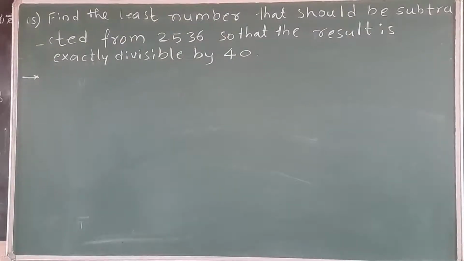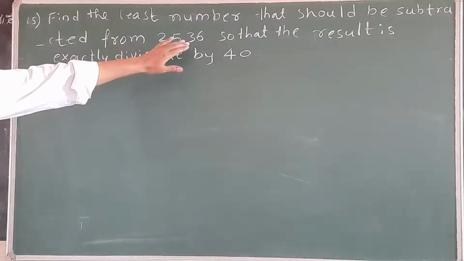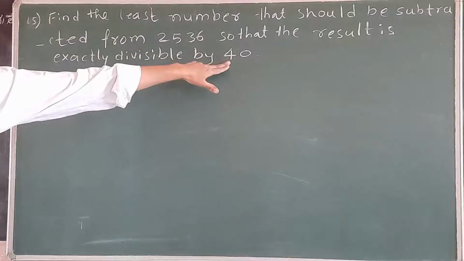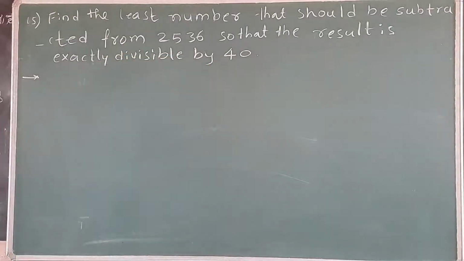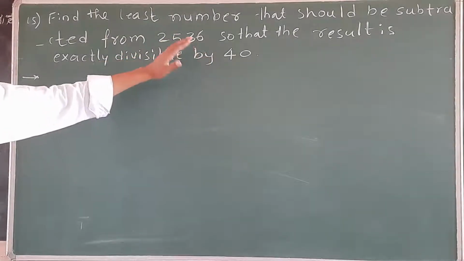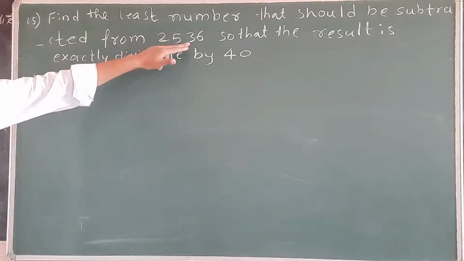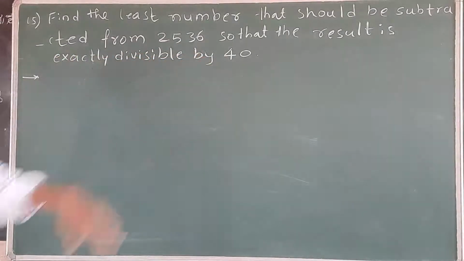15th one, find the least number that should be subtracted from 2536 so that the result is exactly divisible by 40. What number should be subtracted? The smallest number should be subtracted from 2536 so that this one is completely divisible by 40 without leaving any remainder. First we will divide this one by 40, and the remainder we get, that one we will subtract from this number, then we will get the number exactly divisible by 40.